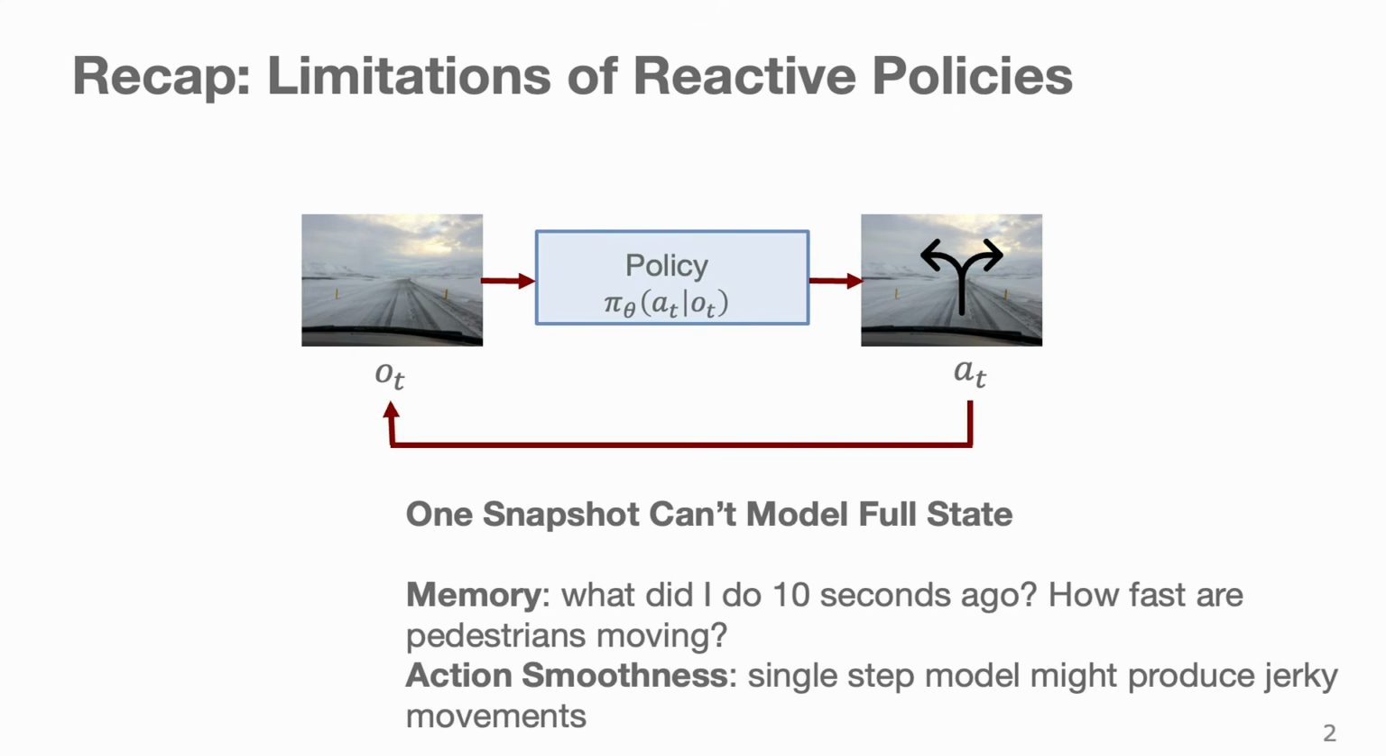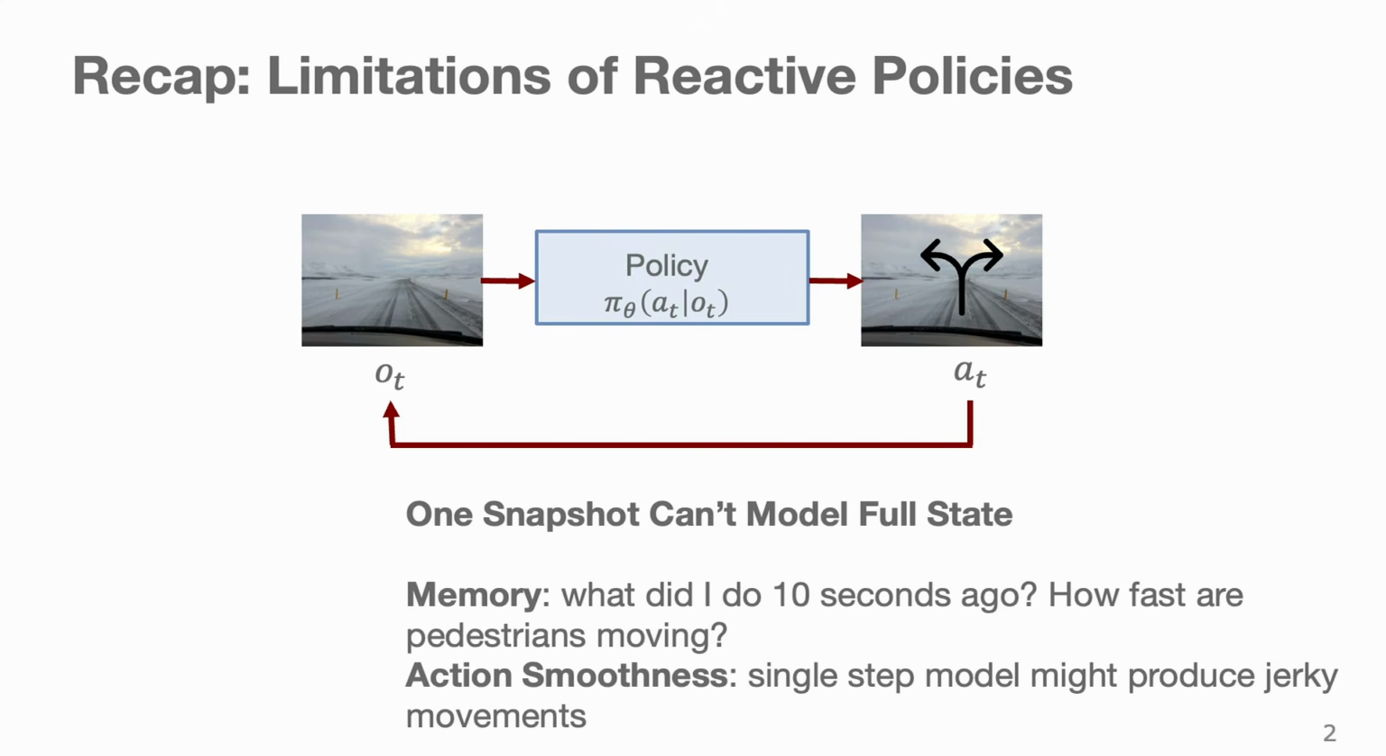There are two issues. One of them is memory. With these reactive policies, we might not know what we have done a few seconds ago, what decisions we have made or how the world was looking, which might be relevant when we are driving an icy road with an autonomous car. From just a single image observation, it might not be possible to understand how pedestrians are moving in the scene so that we don't run them over. If it's just a static image, it's very difficult to estimate any velocities or motion.